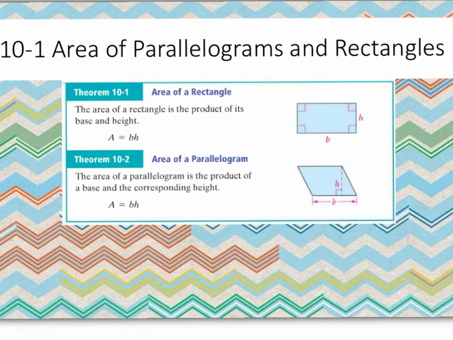Okay, so just a reminder that this is 10-1, area of parallelograms and rectangles. Sorry, I said triangles, but it's really rectangles. And so we're going to start off with theorem 10.1. What is the area of a rectangle? Well, the area of a rectangle is the product of its base and height. Product means to multiply. So we're going to multiply the base times height. Here's the base of the rectangle and the height of the rectangle. When you multiply those two numbers together, you will get the area of the rectangle.